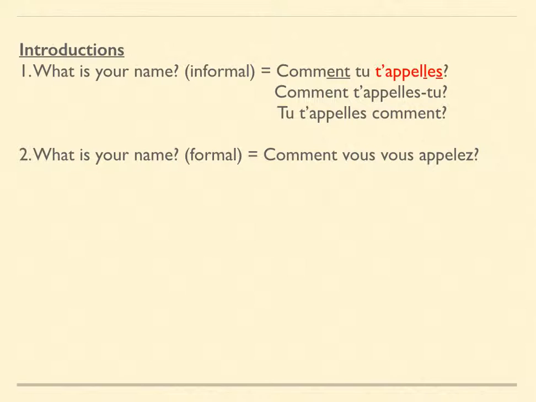Please note that this will change the pronunciation of the word appel. Comment tu t'appelles? When we drop our S and change it to a Z, though, an EZ makes an A sound, so it becomes appeler. Comment vous vous appelez? Note the liaison between the second vous and the appeler. Remember that any time we form liaison with an S, it makes a Z sound. Comment vous vous appelez?